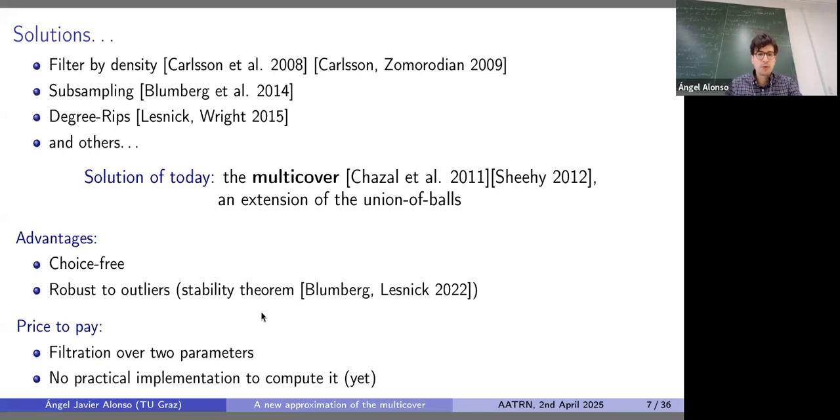At least we have to pay with two things. The first one is that this filtration is going to involve now two parameters, not only one as in the union of balls. And the other problematic aspect is that there is currently no practical implementation that can handle more than a few hundred points in low dimensions. And this is the objective, the research direction that we are taking here. We will eventually want to compute the multicover efficiently in practice.